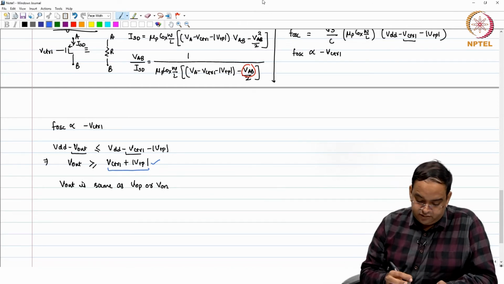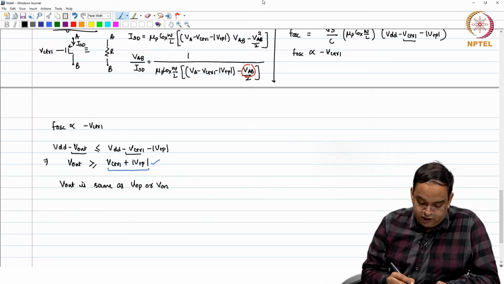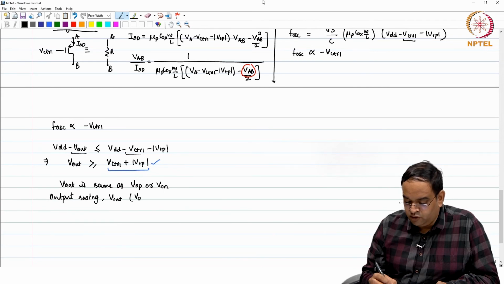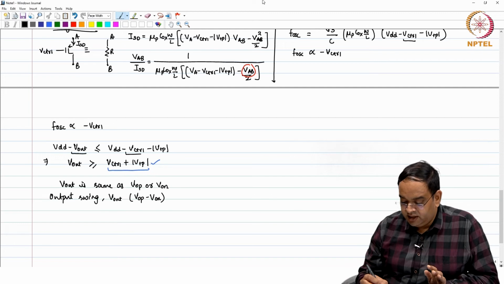Okay. So, I can just write the output swing V out, which is equal to VOP minus VON at any given time, is less than or equal to V control plus mod VTP.